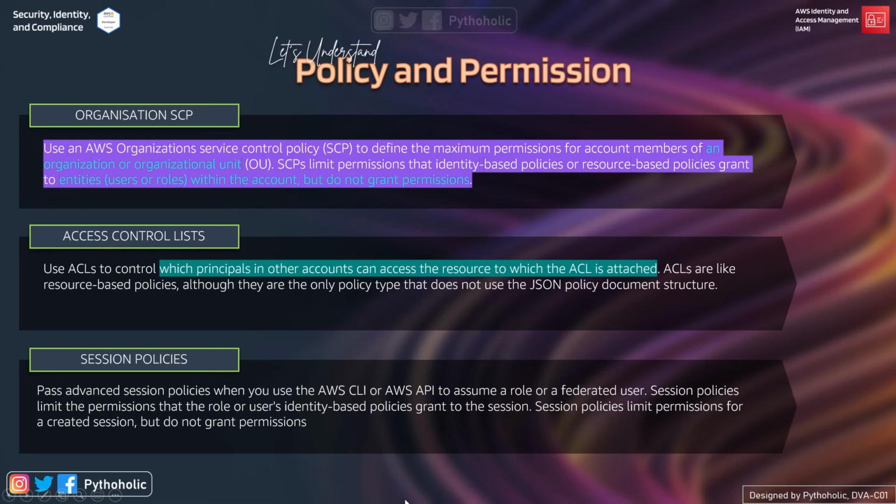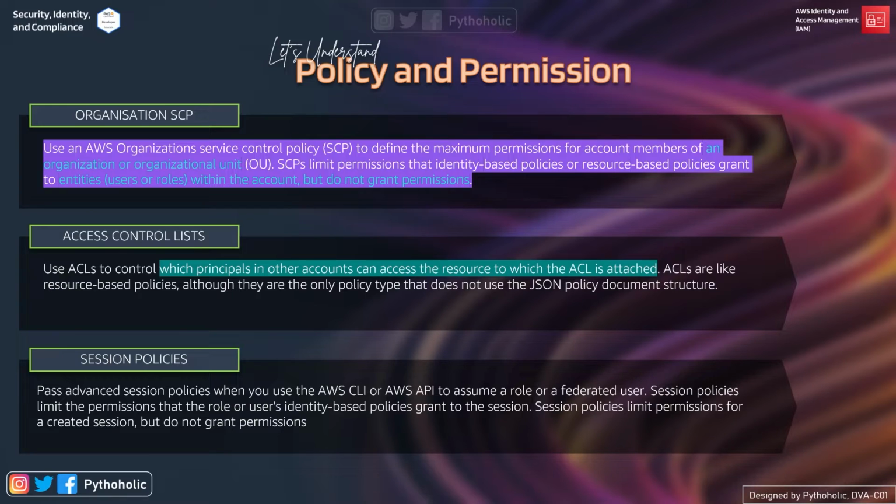Next is organization SCP. And this is also a very important service called AWS Organizations. We create service control policies, that is SCPs, that are used to define maximum permissions for account members of an organization or OU. Here as well, we don't use SCPs to grant permissions, but instead we use them to limit permissions. And you can actually override implicit allows using SCPs for members across various accounts under your organization's umbrella.